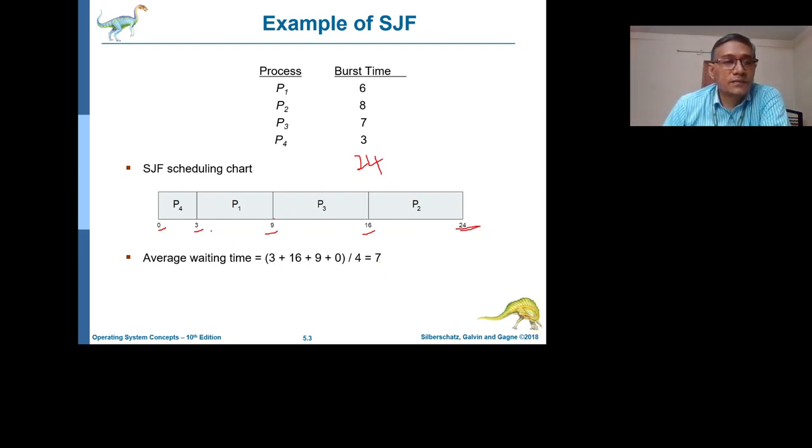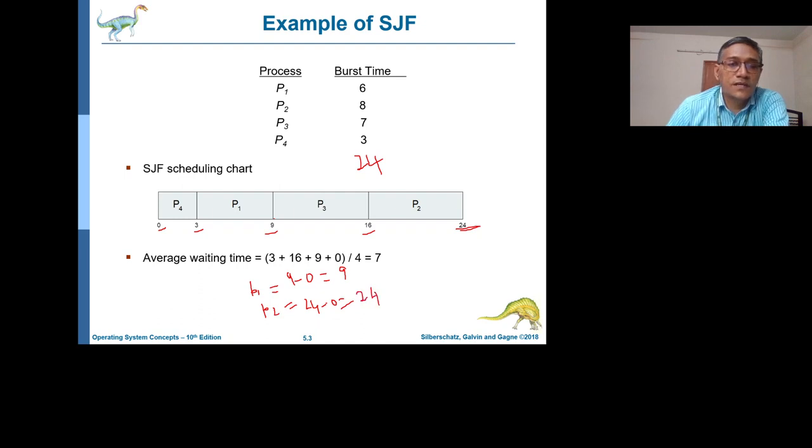What is the turnaround time? Turnaround time for P1: at what time it is submitted and at what time it is completed. It is submitted at the 0th millisecond and completed at 9. So 9 minus 0 is 9 milliseconds, the turnaround time for process P1. Similarly, turnaround time for process P2: P2 is submitted at the 0th millisecond and completed at 24. So 24 minus 0 is equal to 24.